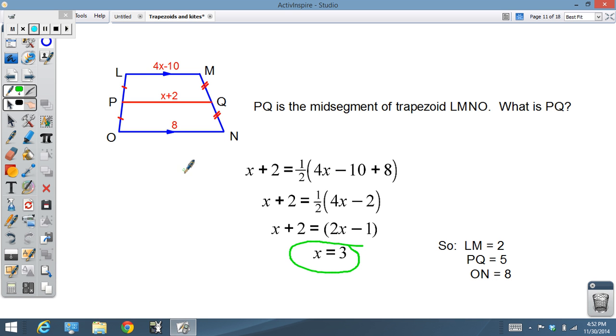And that would make sense. We plug them in. If x is 3, we got a 12 minus 10. That's got to be 2. That's got to be 5. That's got to be 8. It is, in fact, the midsegment is the average of the two bases. Good? All right. Moving on.